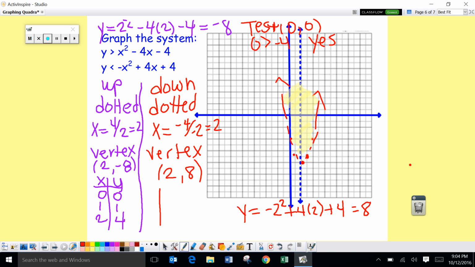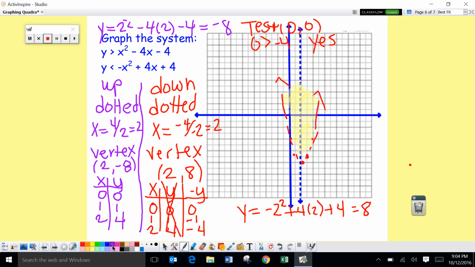I will make my parent function table at 0, 1, and 2, 0, 1, and 4, and this time I need a third column because my leading coefficient is negative 1. 0, negative 1, negative 4, crossing out the third column.